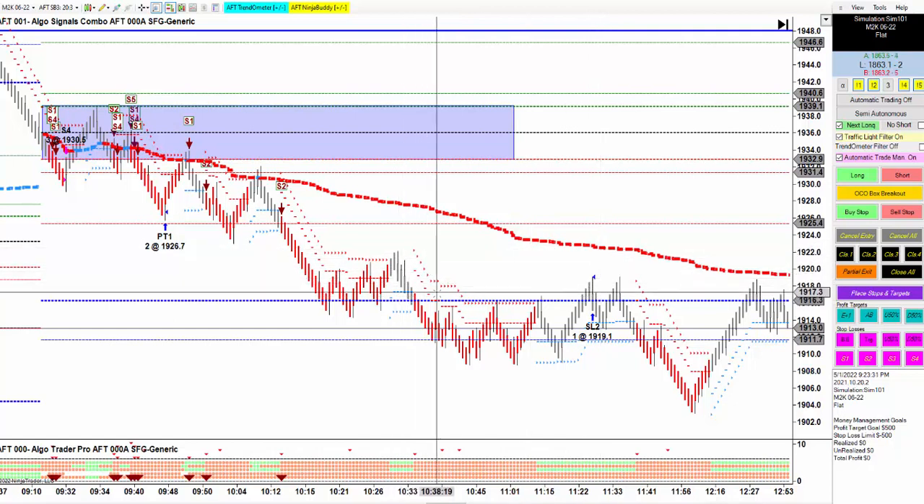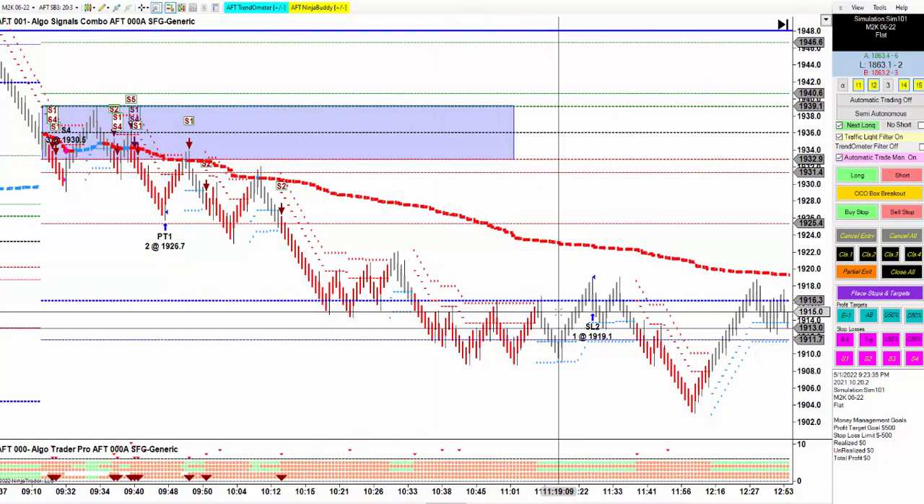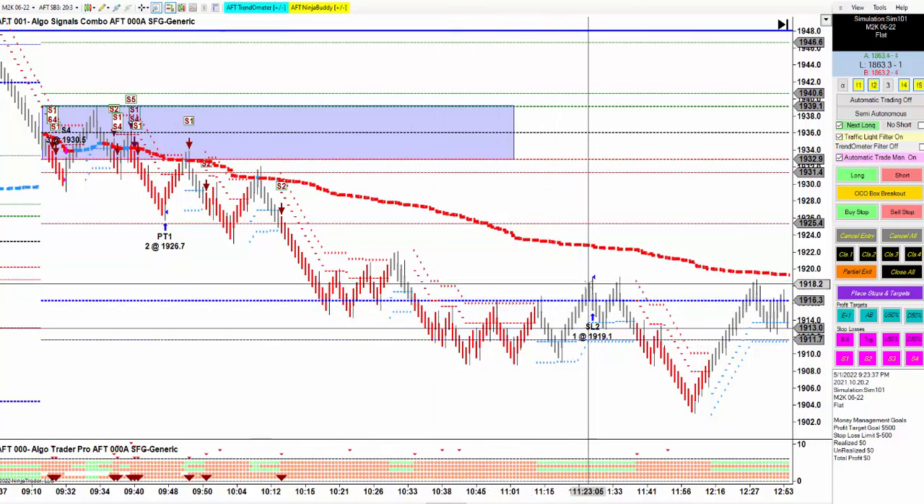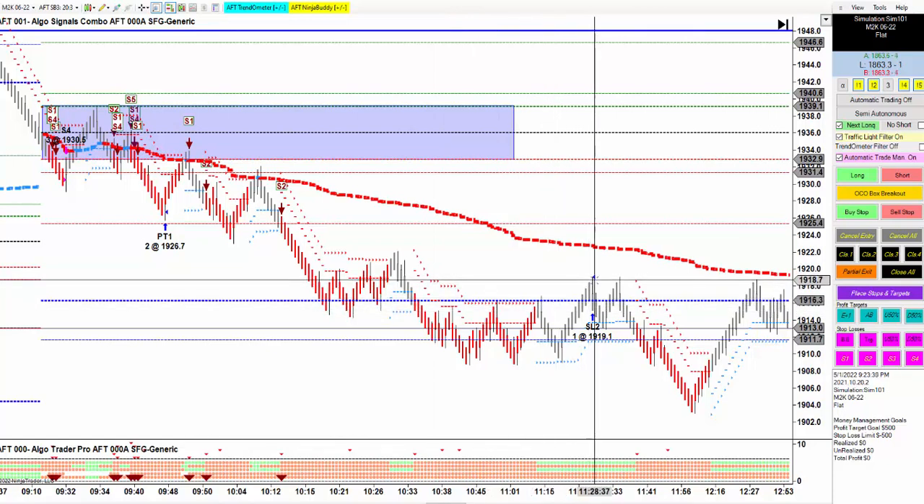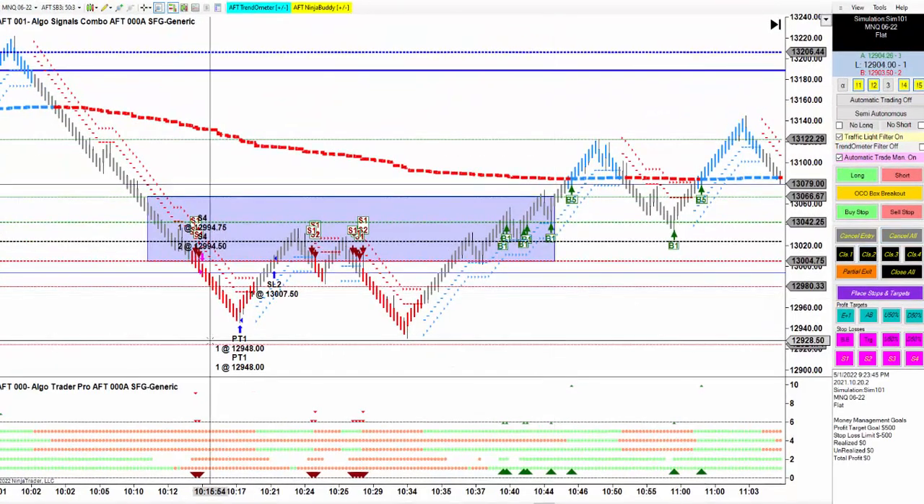See these red dotted lines here? That's our USAR, and price did break that and just stopped us out there. So that was Tuesday's action. I believe this is Wednesday in the NQ.